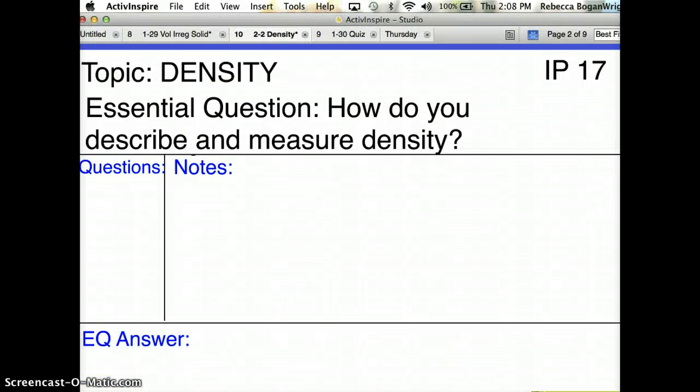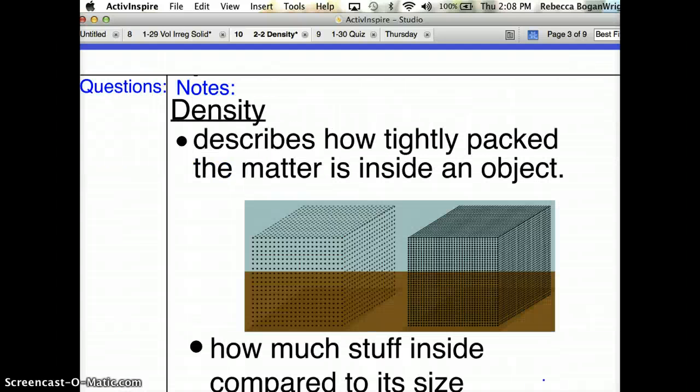So here we go, getting started with our notes. One thing that you need to know about density is that density is a word that describes how tightly packed the matter is inside of an object. This is a picture taken from the video that you just saw.